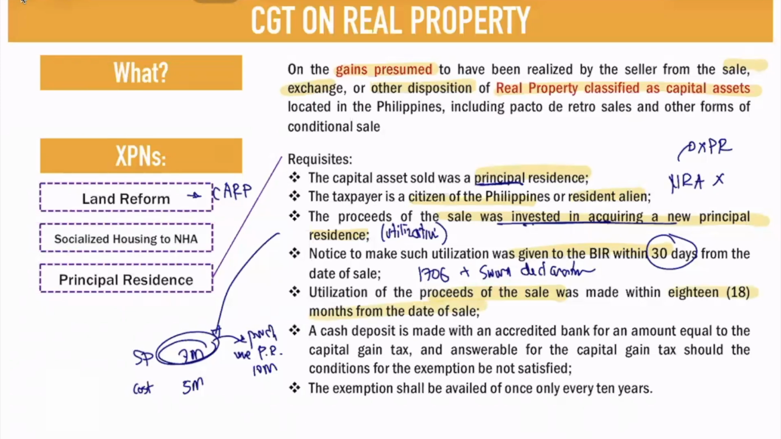So when we buy a new principal residence, we must use the proceeds within 18 months. So the 7 million, we must use right away within 18 months. Sir, what if we don't use it? Then it is now taxable.